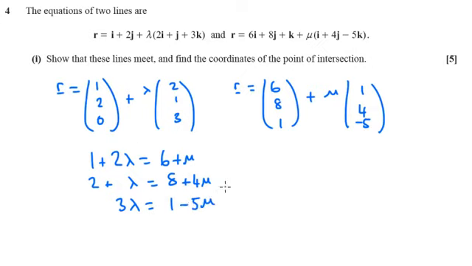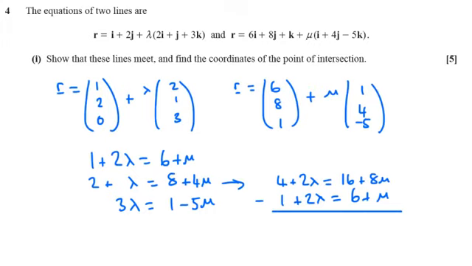So we've got three equations with two unknowns. I'm going to take two of the equations. I'm going to take the top two. I'm going to multiply this by 2 first. So that's going to be 4 plus 2 lambda, just to make the lambdas the same so I can eliminate one of the letters. That's going to be 16 plus 8 mu. So I'm going to take this one away from this new one that I've just written down. So if I subtract that, I'm ignoring 3 for now.